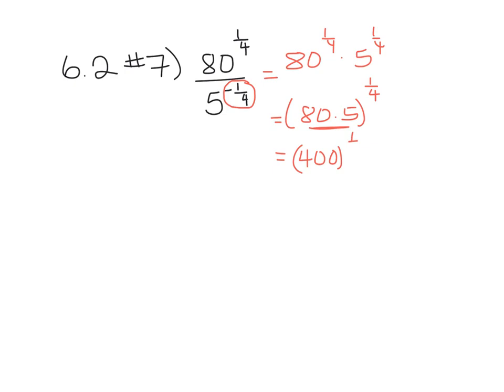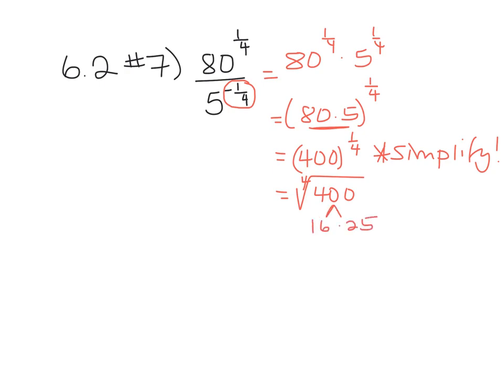Now we have 400 to the 1/4 power, and you want to try to simplify here. If we use our power chart, the 1/4 power is the same as the 4th root. In that 4th powers column, try to see if any numbers go into 400. Well, 1 to the 4th power is just 1, 2 to the 4th power is 16, and you'll notice 16 goes into 400 25 times.